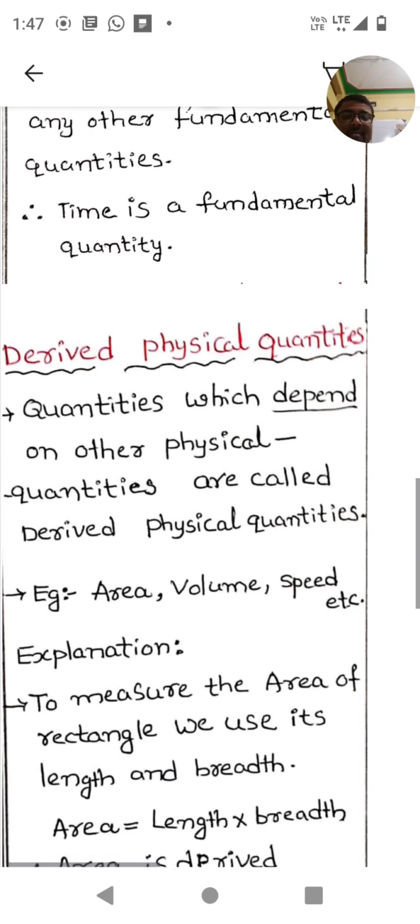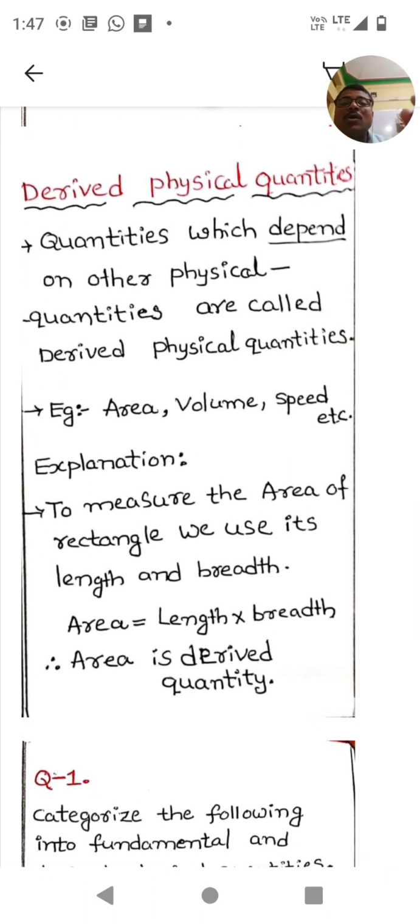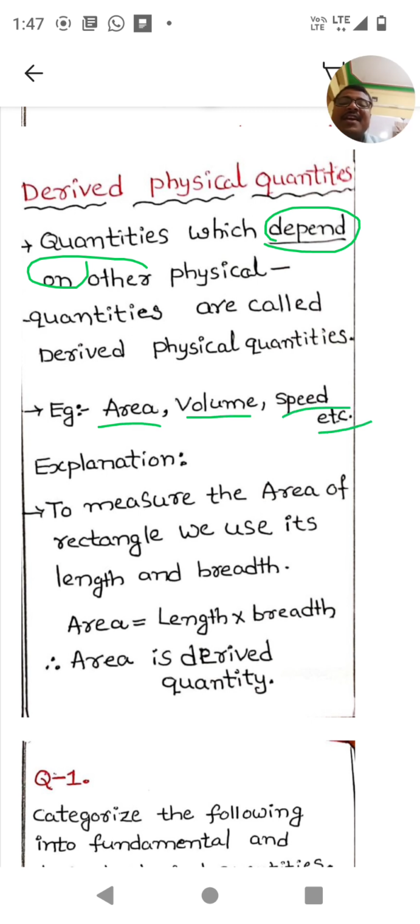Next, derived physical quantities. Quantities which depend on other physical quantities, such types of quantities are called derived physical quantities. Here, fundamental physical quantities exist independently, but derived physical quantities depend on other physical quantities. Examples of this type are area, volume, speed, etc.